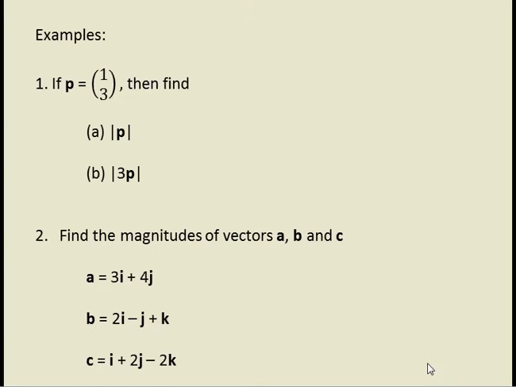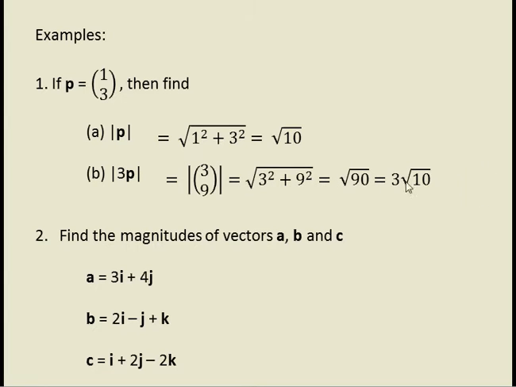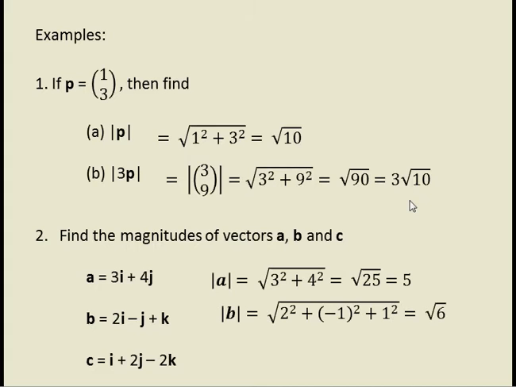Here's 2 questions. You pause the video now and see if you can do them. Then I'll give you the answers. Okay, vector P is (1, 3), so the magnitude of P is root 10. The magnitude of 3P, well, 3P is (3, 9). When you square and get the magnitude of that, you get root 90, which is 3 root 10. Hey, look at that. The magnitude of 3P is 3 times the magnitude of P. Interesting. Remember that. Okay, find the magnitudes of these 3 vectors, and I'll just pop up the answers for you.